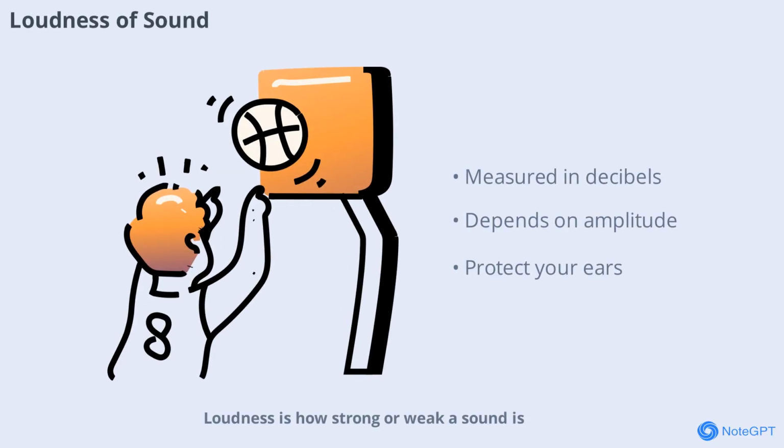pitch. Loudness is how strong or weak a sound is, and it depends on the amplitude of the sound wave. A larger amplitude means a louder sound. Loudness is measured in decibels, dB. Everyday sounds range from a whisper at about 30 dB to a rock concert at over 100 dB. Protecting our ears from very loud sounds is important for maintaining good hearing health.